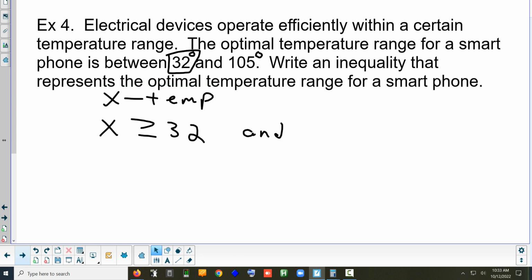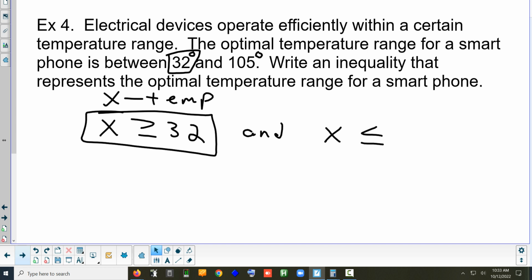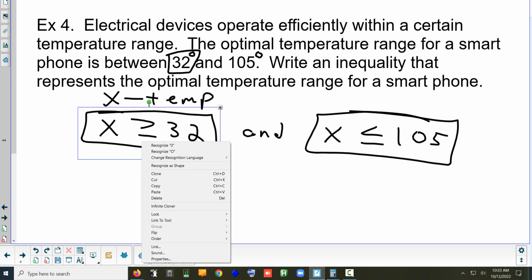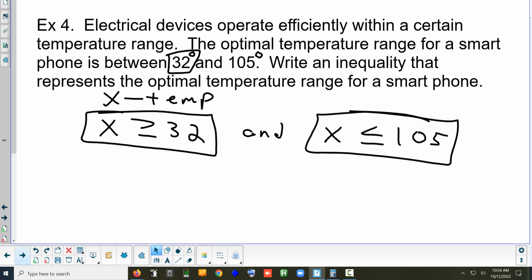So what else do we want to write for an inequality? Yeah. X is less than or equal to 105. Right. We want the temperature to be greater than or equal to 32. And we want the temperature to be less than or equal to 105. Now let's combine that shorter, because this is an and, so we can make it short. What are our 3 steps to combine it and make it shorter?